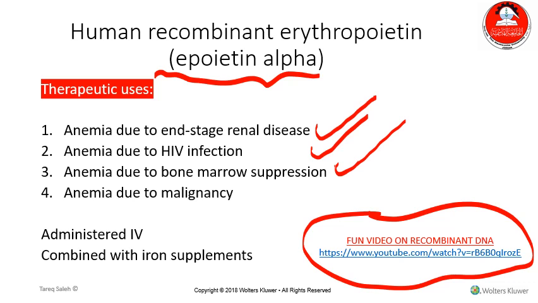And lastly, erythropoietin can be used for the correction of anemia caused by cancer. Erythropoietin is only available intravenously and is usually combined with parenteral iron supplementation. Remember that one of the indications that we mentioned for IV iron is to be combined with erythropoietin to achieve better therapeutic outcomes.